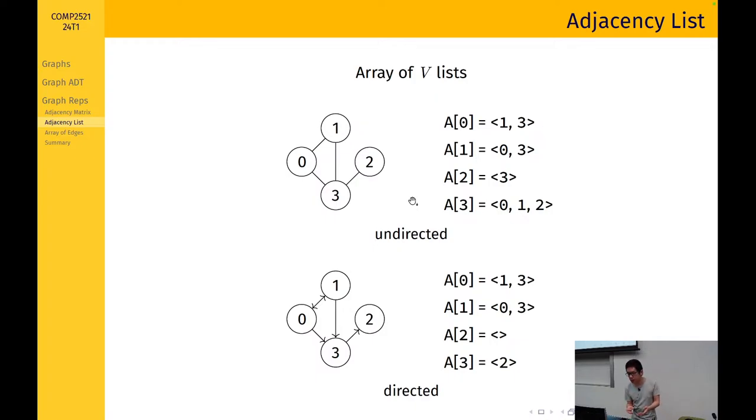Okay, and with the adjacency list, you see the same kind of symmetry that you see with adjacency matrices, right? So since this top graph here is undirected, if two vertices are connected via an edge, so for example 0 and 1, right, 1 will appear in 0's adjacency list and 0 will appear in 1's adjacency list, okay? But the same is not necessarily true for directed graphs, right? So in this graph here, 1 has an edge to 3, but not the other way around. So 3 will appear in 1's adjacency list, but 1 doesn't appear in 3's adjacency list. Okay, so that's the adjacency list representation.